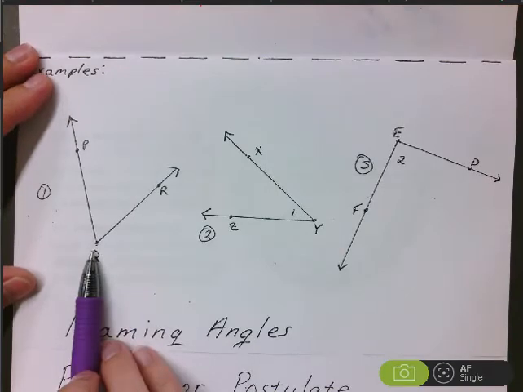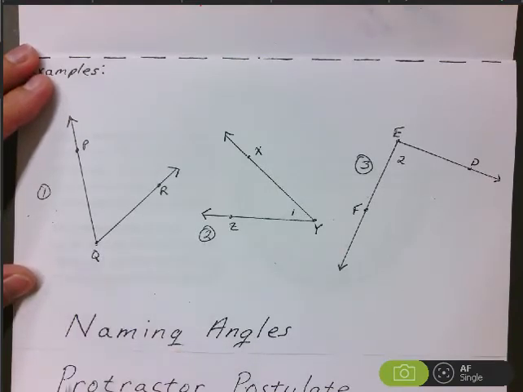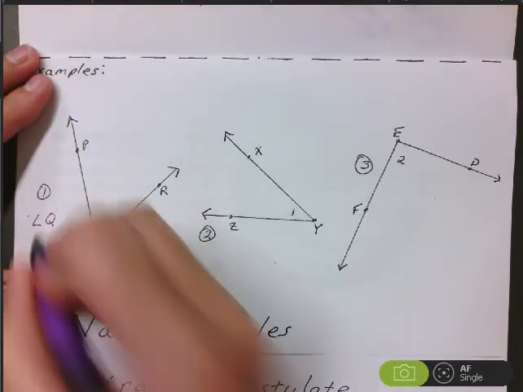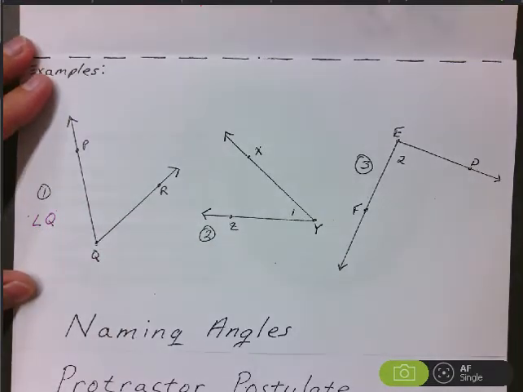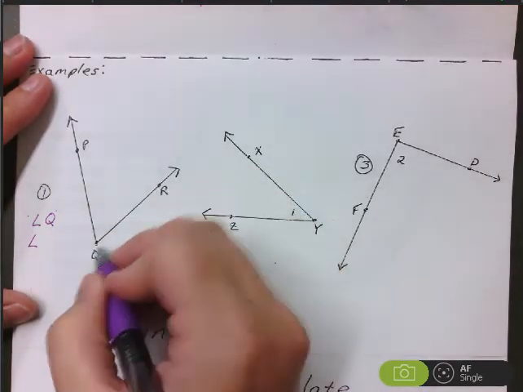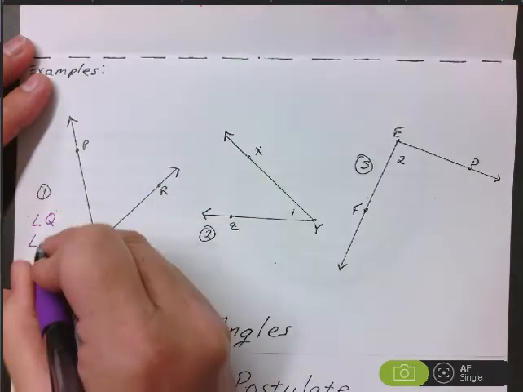So looking at number 1, the first way, we're going to use the vertex. Since there's only one angle here, we're going to call this angle Q. We're going to use the vertex. The second way that we could name it was with 3 letters. So let's do that. We're going to have angle, if I trace this, it would be RQP.